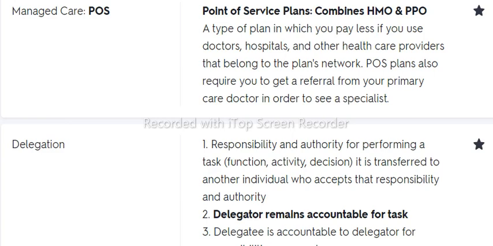Managed care, POS. Point of service plans combine HMO and PPO, a type of plan in which you pay less if you use doctors, hospitals, and other healthcare providers that belong to the plan's network. POS plans also require you to get a referral from your primary care doctor in order to see a specialist.